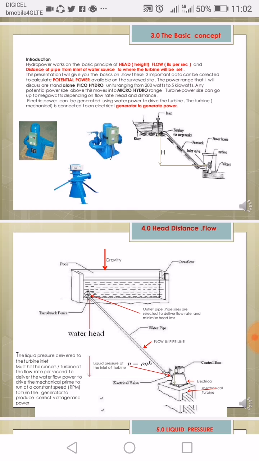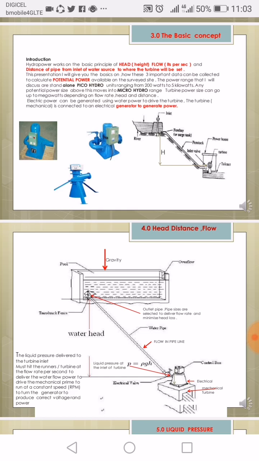It must hit the runner or turbine. Water flows down the mountain and comes down to this turbine here. It must hit the runner at this rate per second, liters per second, delivering this water flow at the pressure, turning this mechanical turbine, and the turbine's mechanical power is connected to this generator and you can make power now. This picture here shows a close coupled generator, the generator and turbine running at the same speed along this alternator.